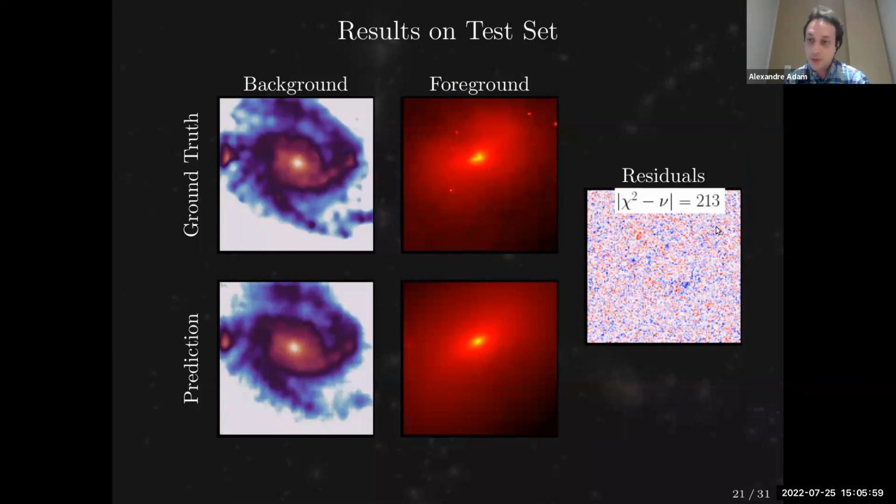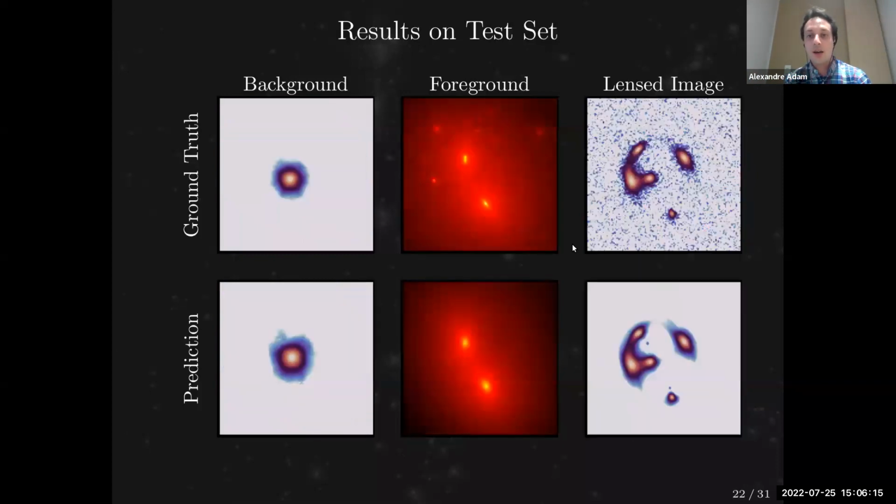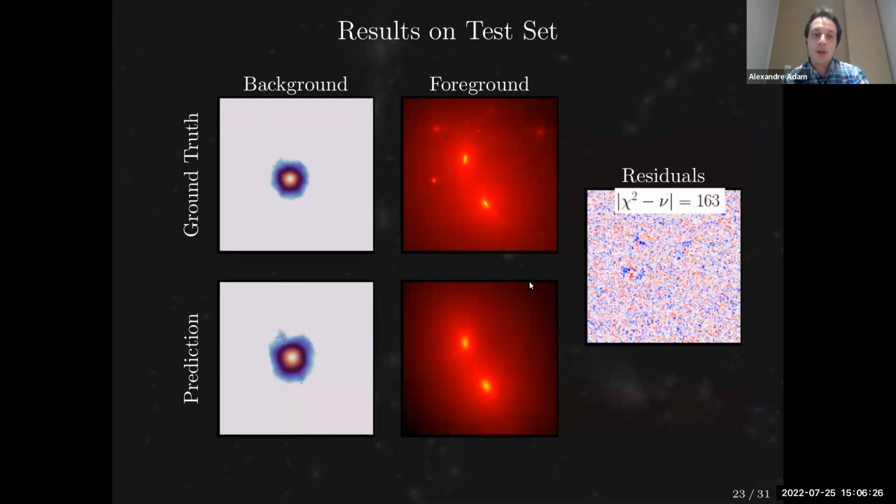And when you look at the residual, basically you have noise level reconstruction, meaning that here the chi-square difference with the degrees of freedom is 213, and the degrees of freedom are like 16,000. So it's really, really precise. And the same model can do these very complex systems. So here's the two main deflector system. We have 5 images. Again, noise level reconstruction.